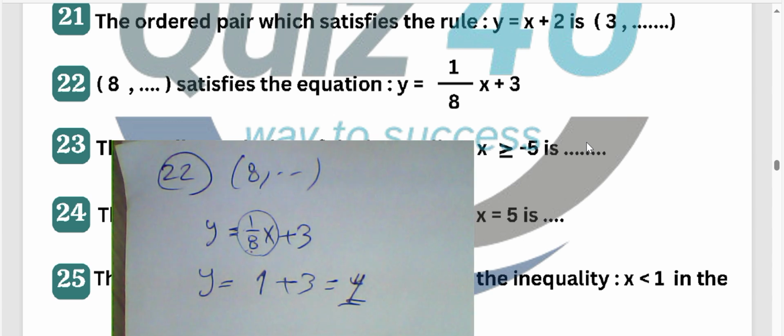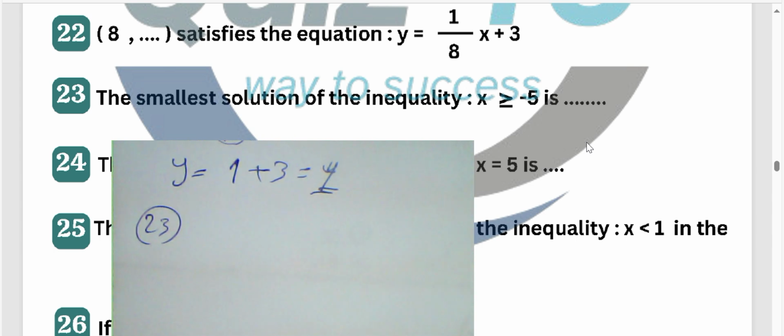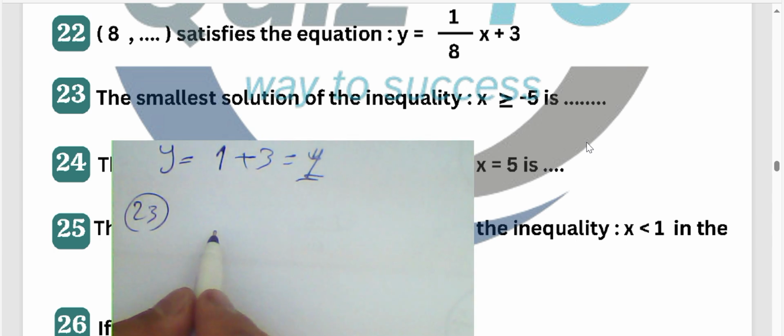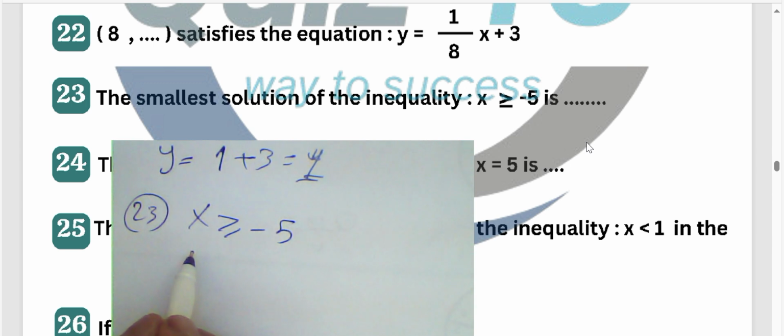Next question, number 23. What is the smallest solution of the inequality x greater than or equal to negative 5? The smallest solution will be negative 5. Negative 5 is the smallest solution of this inequality.